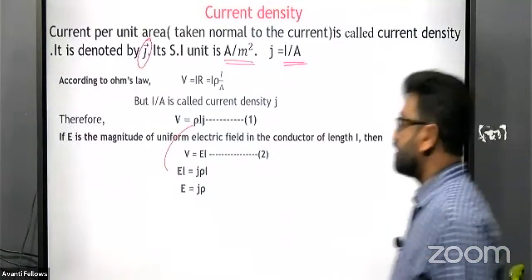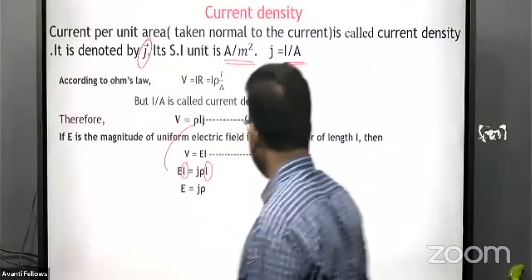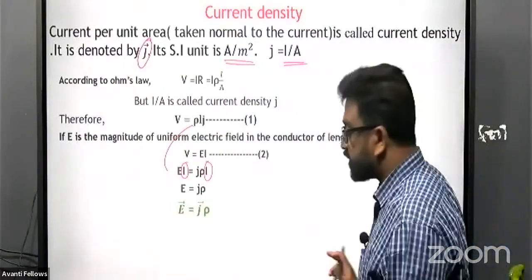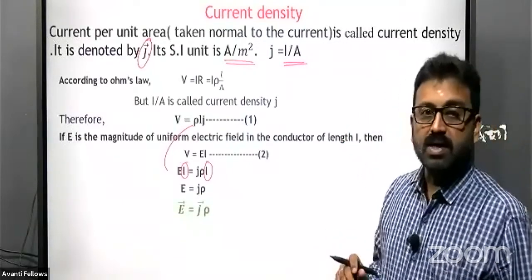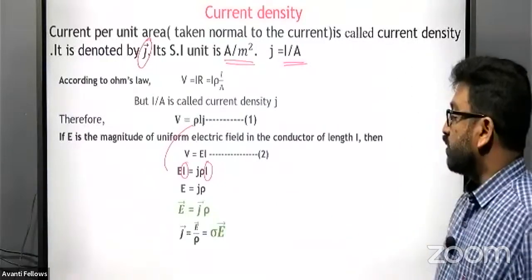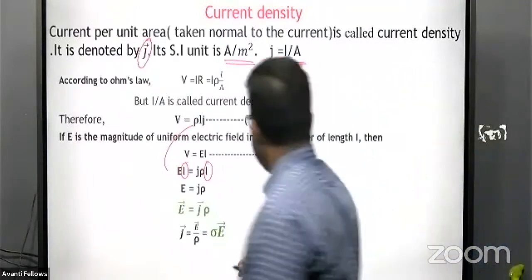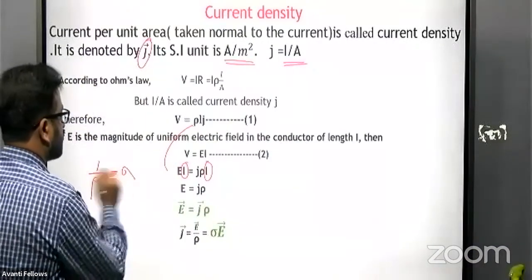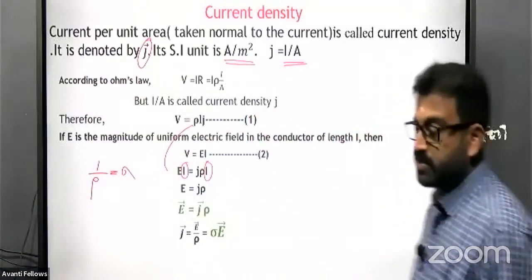That L and L get cancelled. So we write E equals J rho. Electric field is a vector, so vector E equals J rho. Rho is a scalar quantity, so obviously J will be a vector. So J equals E upon rho, that is, 1 by rho. 1 by rho is called conductivity sigma.